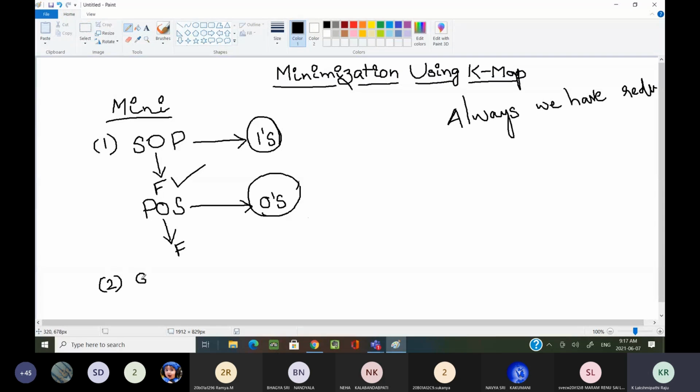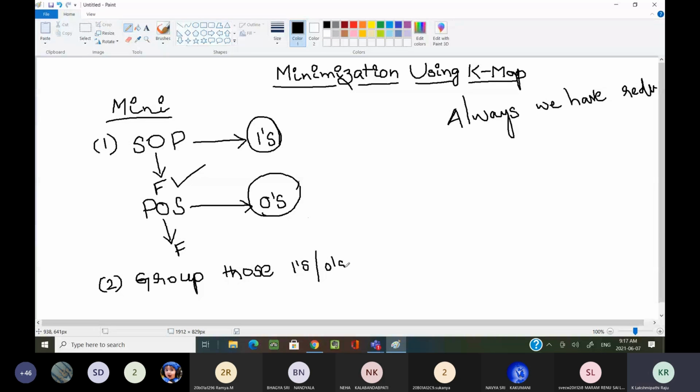If it is a SOP, we fill by using ones; if it is a POS, by using zeros. Now we have to group those ones. We have to group those min terms or max terms, those ones or zeros.